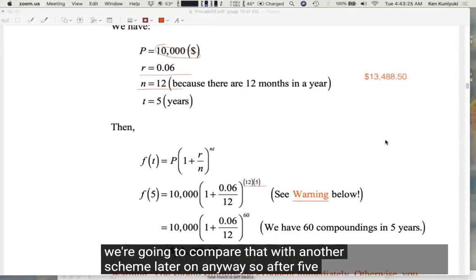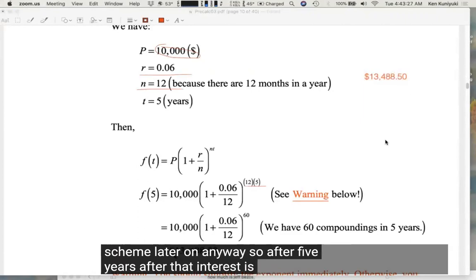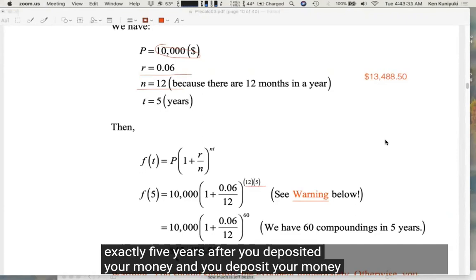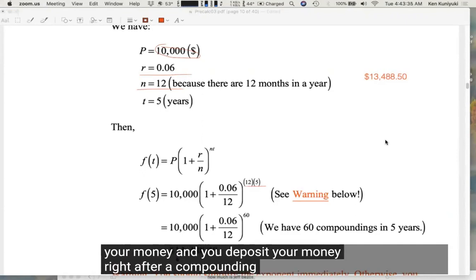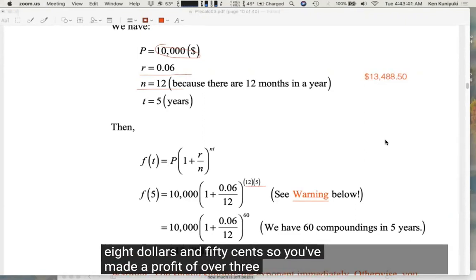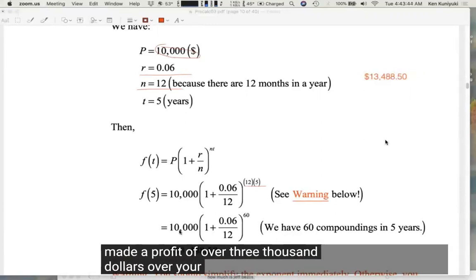Anyway, so after 5 years, after that interest is paid, exactly 5 years after you deposited your money, and you deposit your money right after a compounding period, $13,488.50. So you made a profit of over $3,000 over your $10,000 principal. Pretty good, very good.